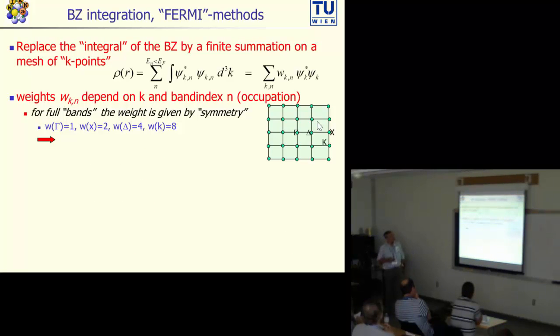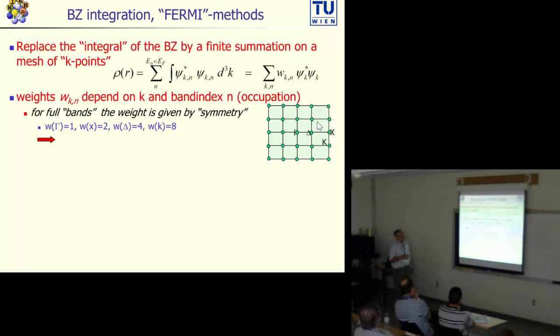Brillouin integration, Fermi method. So in order to calculate the charge density, we have to take this summation over all occupied bands and integrate over the Brillouin zone, and we replace this integral by a sum with some weights of the square of the wave function. These weights depend on K and on the band index.